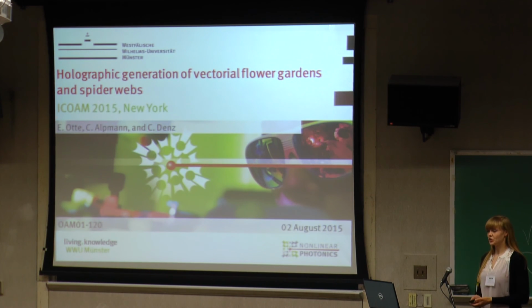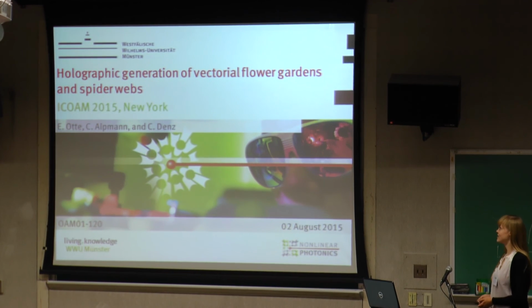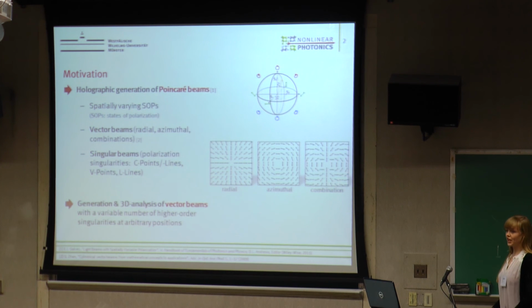As you already heard, my talk today is about the holographic generation of vectorial flower gardens and spiderwebs. Our motivation was to create a setup which can holographically modulate Poincare beams, so beams with spatially varying states of polarization, as for example linearly polarized vector beams, as we already heard about, radial and azimuthal ones, and we could also have combinations of both.